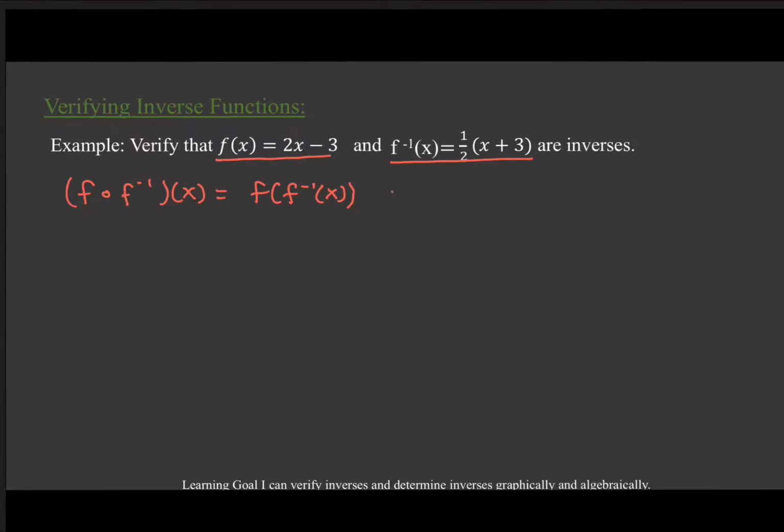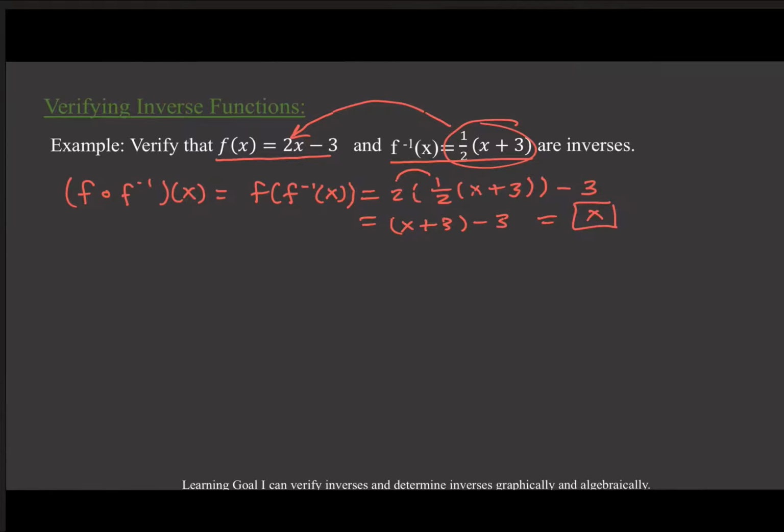So I'm going to take the inverse of x and substitute that into the x value from our function f. And so when we distribute this through, our 2 is basically going to cancel with the 1/2. So we're going to be left with x plus 3 minus 3, which then simplifies to just x.